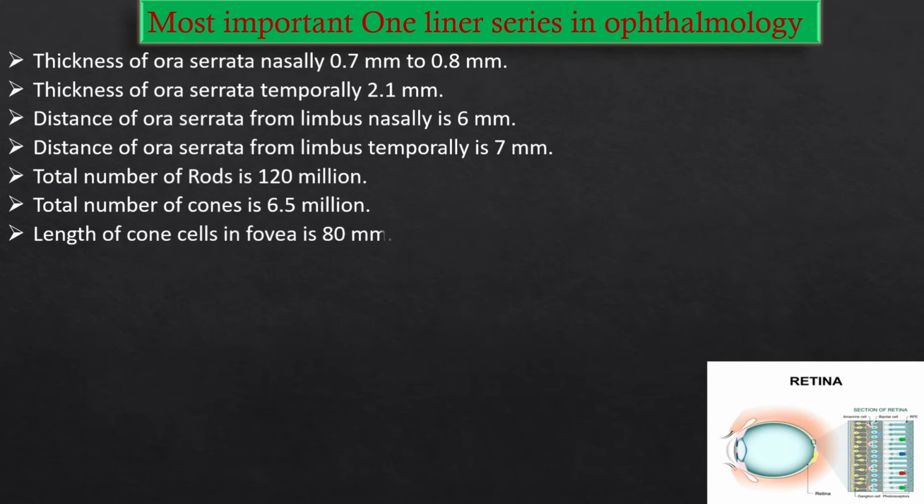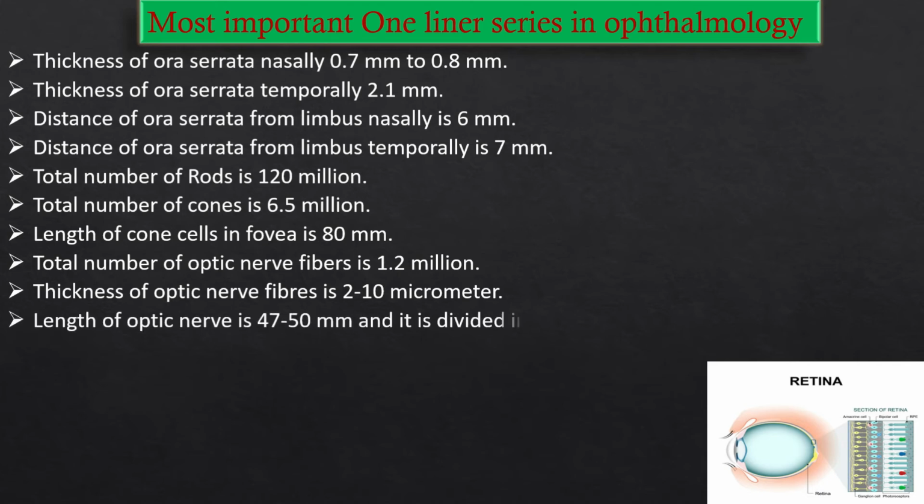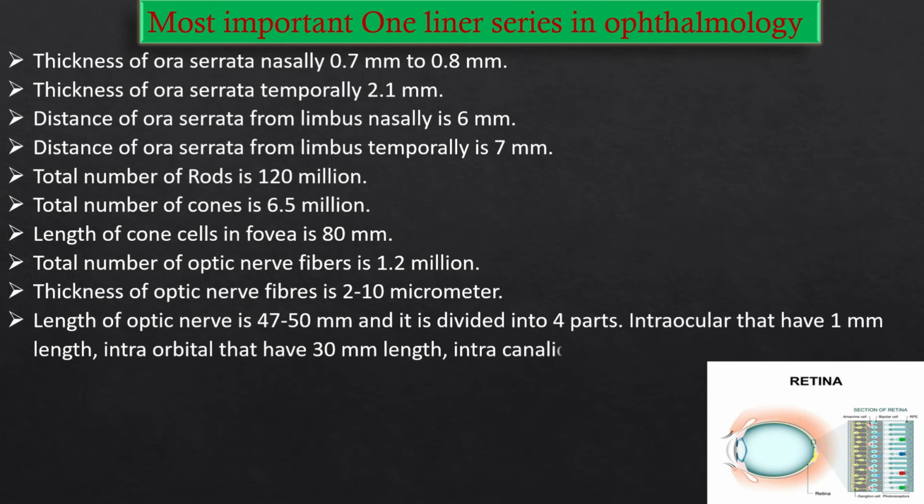Length of cone cells in fovea is 80 mm. Total number of optic nerve fibers is 1.2 million. Thickness of optic nerve fibers is 2 to 10 micrometer. Length of optic nerve is 47 to 50 mm and it is divided into 4 parts.